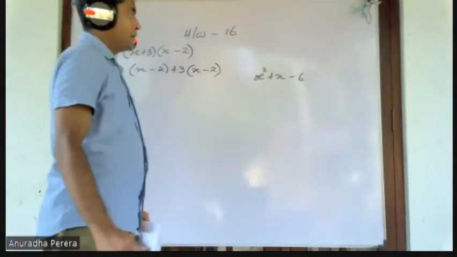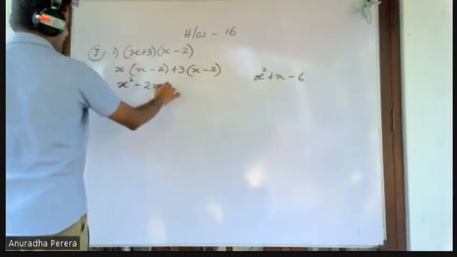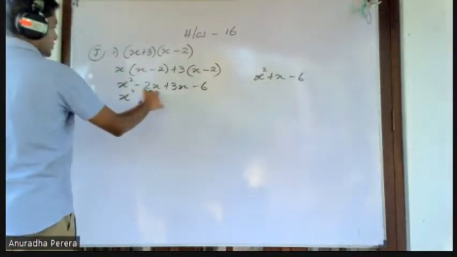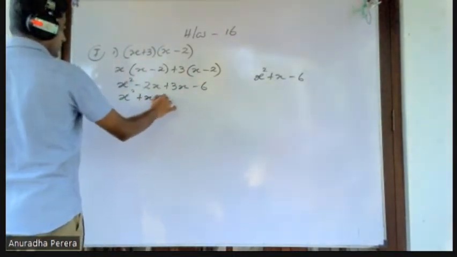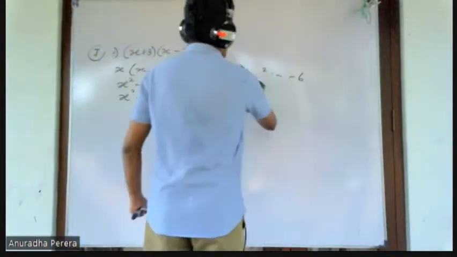Right? X squared minus 2x plus 3x minus 6. Like terms should be added. Minus 2x plus 3x means plus x, and then minus 6. Yes, very good. Your answer is correct. This is the answer.